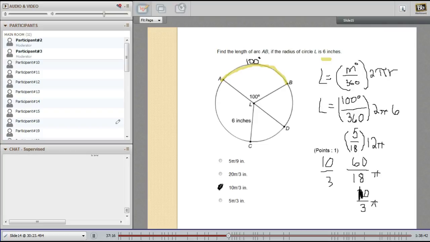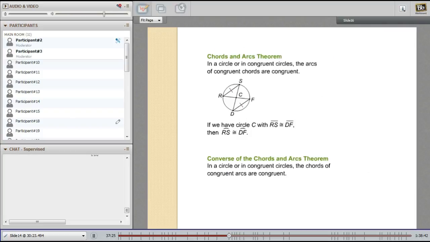Okay, so there are a few theorems that you guys need to know. So the chords and arcs theorem: in a circle, or in congruent circles, the arcs of congruent chords are congruent. So if you look at chord RS and chord DF, you can see that they're congruent. They both have the 1 hash mark there. So RS and DF are congruent. That means that arc RS and arc DF are also congruent. So if you have 2 congruent chords, then the 2 arcs that are formed are also congruent.